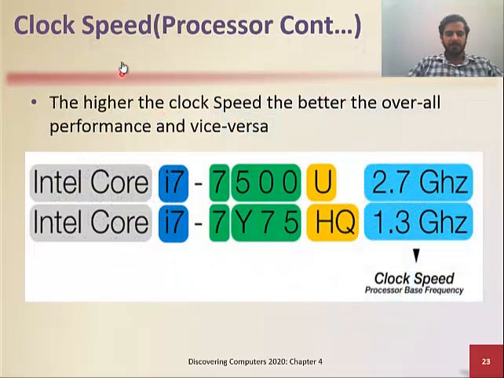Again, discussing the clock speed, it's an important parameter, so that is the reason I'm discussing it again. You have a 2.7 gigahertz Intel core available with the 7th generation, and 1.3 gigahertz of clock speed with the 7th generation and the same i7. So which one is a better processor? Of course the processor with the higher clock speed is much better than the 1.3 gigahertz one.